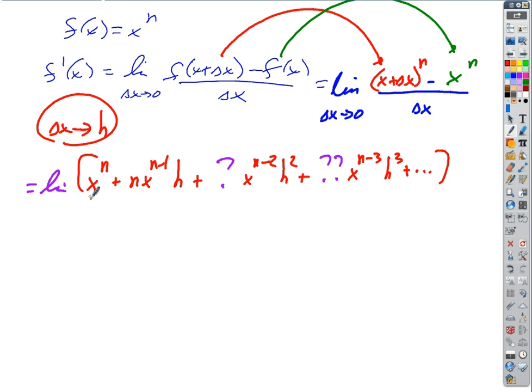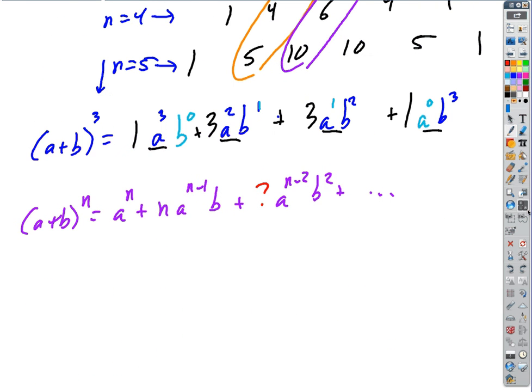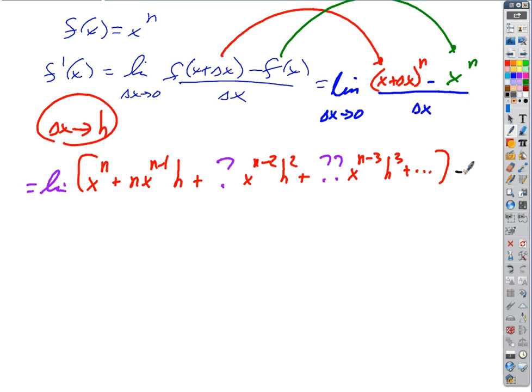If you don't know what n is, then how can h be squared and h to the third? Well, that's part of our pattern. It doesn't matter what n is. Oh, yeah, right, never mind. Okay, I get it now.